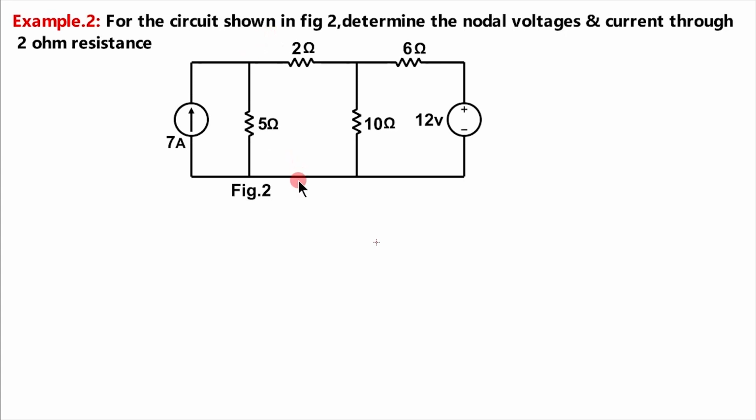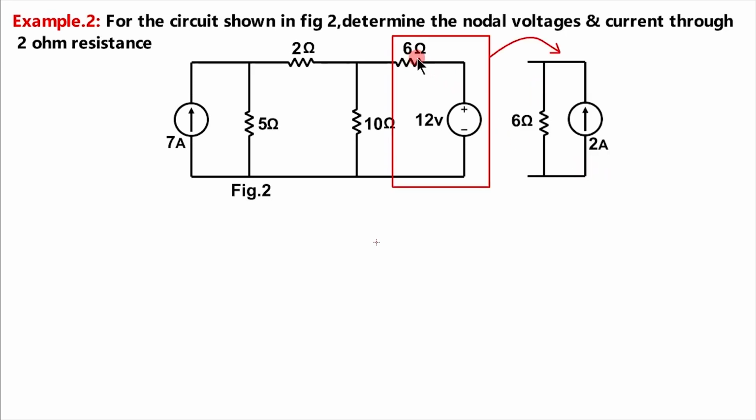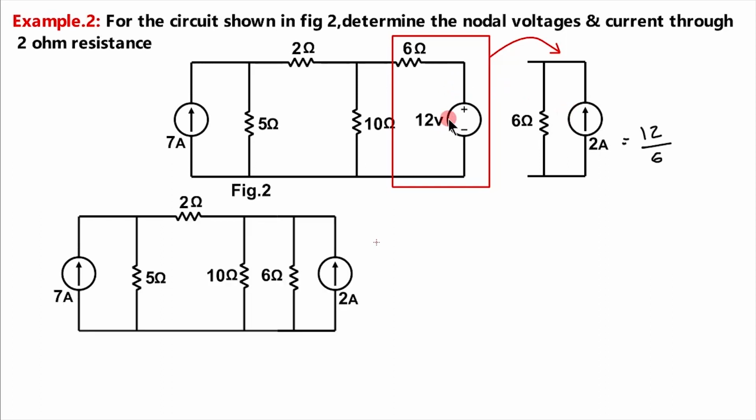In this example, for the circuit shown in figure 2, we are asked to find the nodal voltages and current through this 2 ohm resistance. See here, this voltage source, which includes 12 volt and 6 ohm resistance, can be converted to a current source like this. While converting, the resistance of the voltage source and current source will remain the same, while the current is equal to 12 volt divided by that resistance 6 ohm, that is 2 ampere. So we have converted this voltage source to a current source.